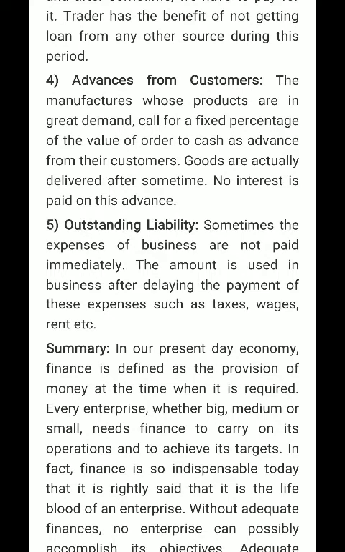Today we have completed project financing, and tomorrow we will discuss the next topic. So if you have any queries, please ask me, and if you want to discuss with me, you are welcome.